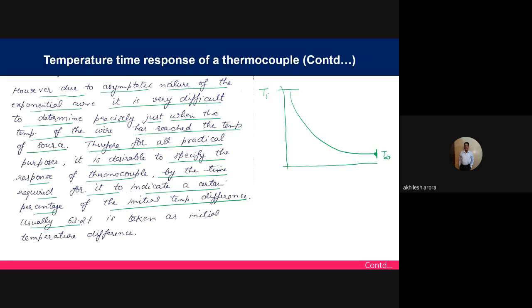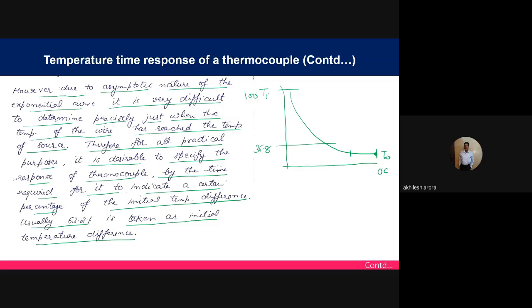Usually 63.2% is taken as the initial temperature difference. So for example, if I say the initial temperature of the thermocouple is 100 degrees Celsius and the surrounding temperature is, let us say, 0 degrees Celsius. So if this thermocouple reaches a temperature of somewhere around 36.8, which is equivalent to 36.8.